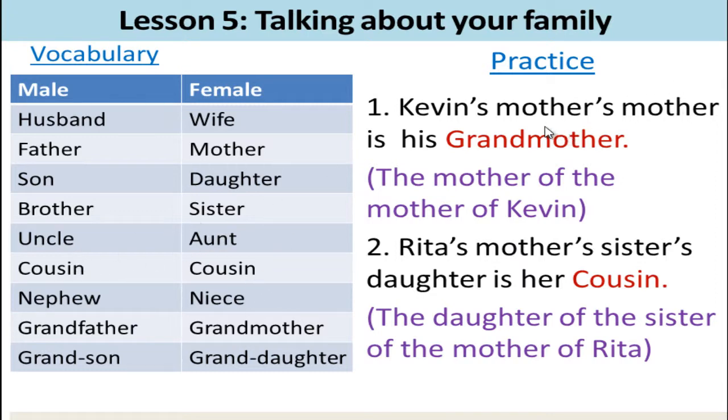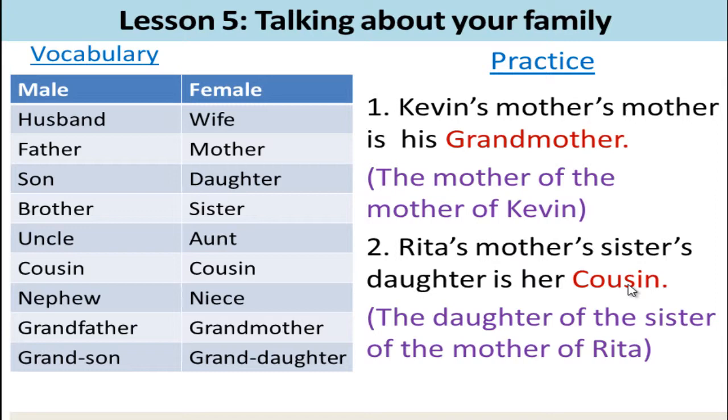Now let's look at this practice here. Let's look at this example. We have Kevin's mother's mother is his grandmother. Basically, another way of saying grandmother here is the mother of Kevin's mother. So for example, if I want to talk about my grandmother, I would say the mother of my mother is my grandmother, right?